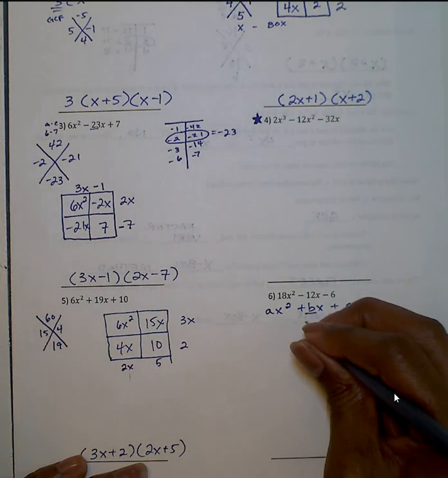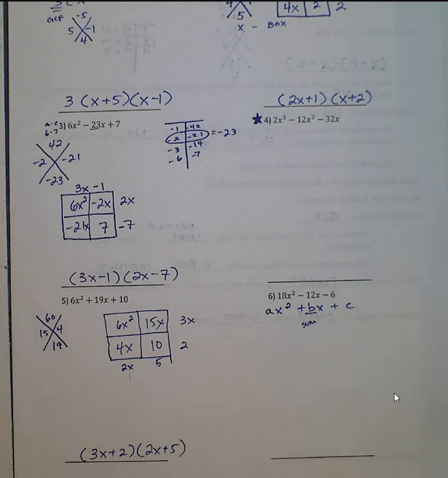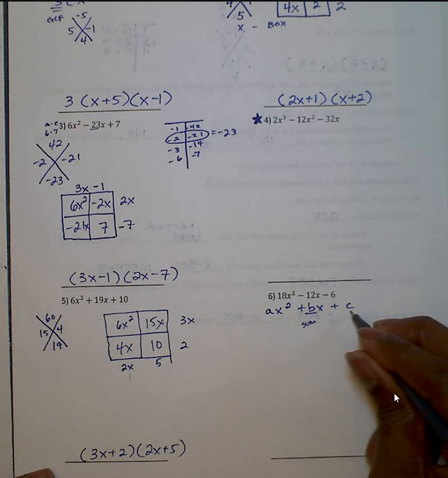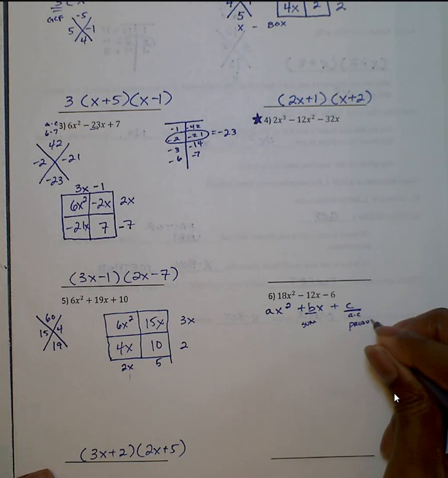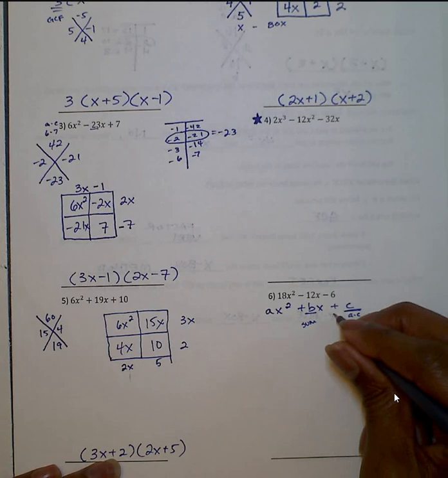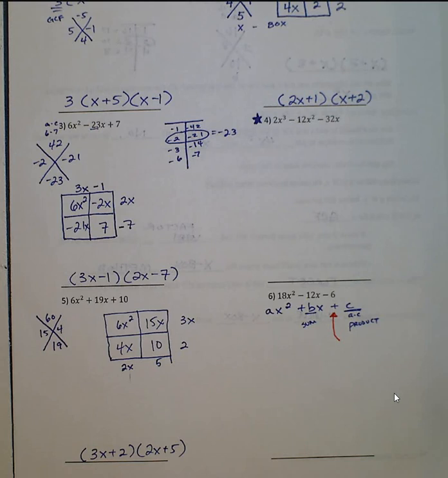Our b value, that's going to be our sum. It's always going to be the sum. I'll underline this and say a times c is our product number. That's where we can find the two things that fill in our x's. This sign will help us with the signs of our two factors.